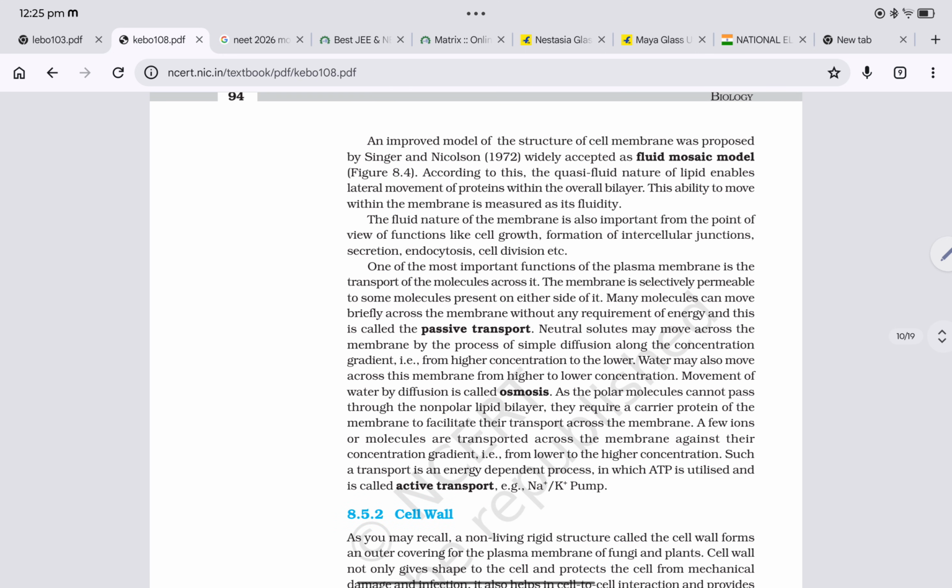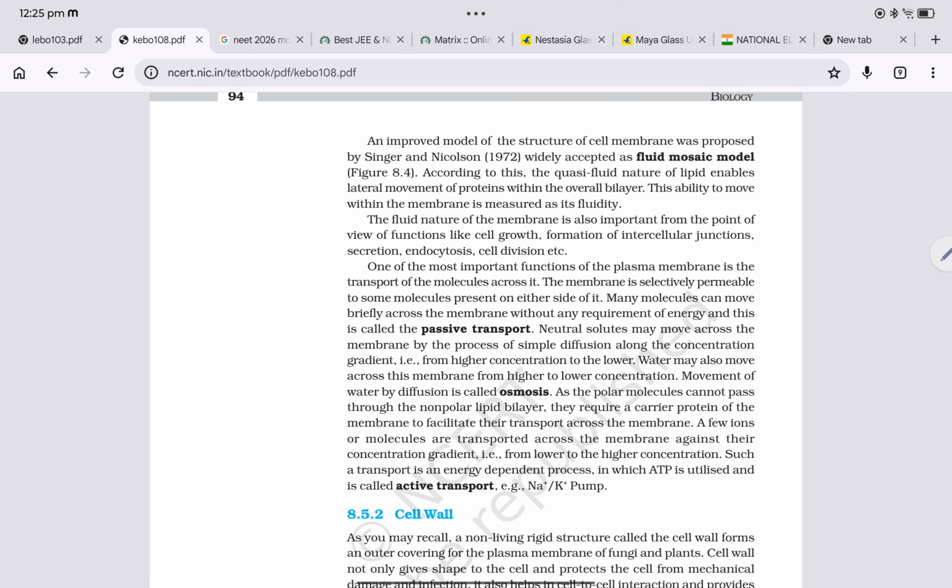An improved model of the structure of the cell membrane was proposed by Singer and Nicolson in 1972, widely accepted as the fluid mosaic model. Figure 8.4. According to this, the quasi-fluid nature of lipid enables lateral movement of proteins within the overall bilayer. This ability to move within the membrane is measured as its fluidity. The fluid nature of the membrane is also important from the point of view of functions like cell growth, formation of intercellular junctions, secretion, endocytosis, cell division, etc.